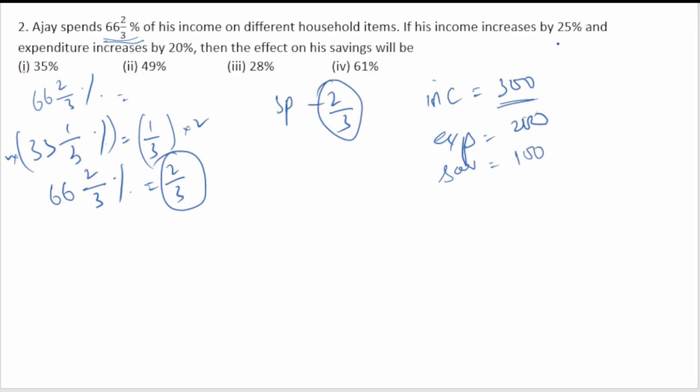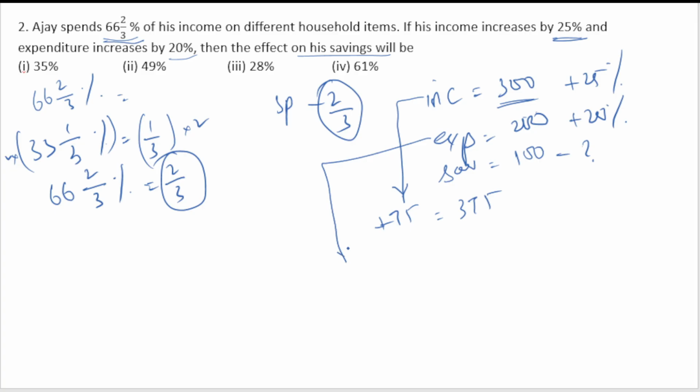It is 100. If the income increases by 25% and the expenditure increases by 20%, then the effect on his savings will be what? See, if the income is increased by 25%, it means 1/4 of 300. It is 75. So the new income will be 300 plus 75. It is 375.